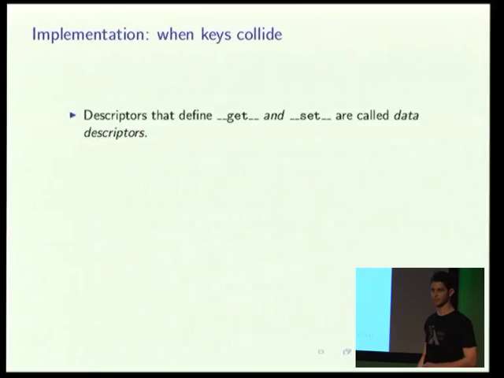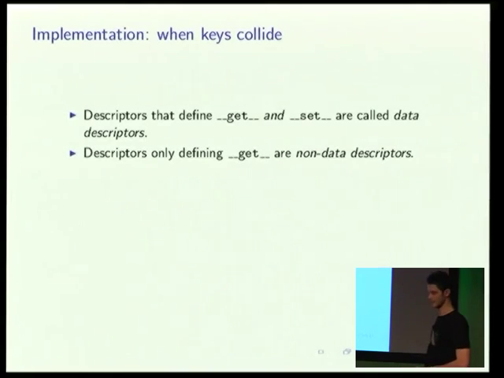So some other implementation considerations when keys collide. If you have data in an instance dictionary keyed by the same key as something in the class dictionary, and that something is a descriptor, just stay with me, it's a little bit convoluted. What happens? Okay, so descriptors that define get and set are called data descriptors. Those that only define get are called non-data descriptors. So the class method example would be an example of a non-data descriptor.